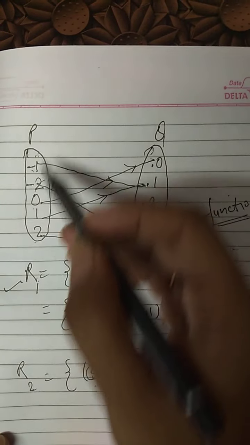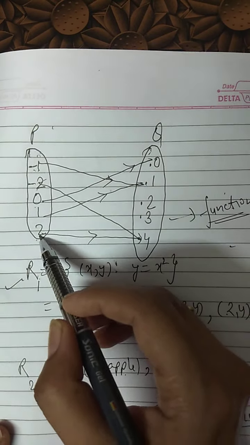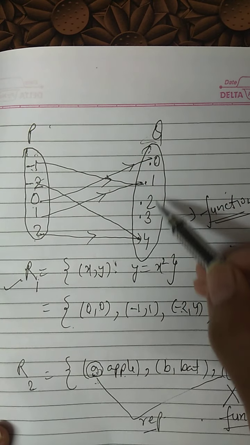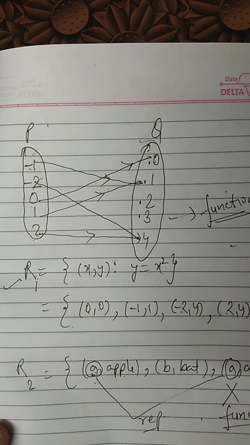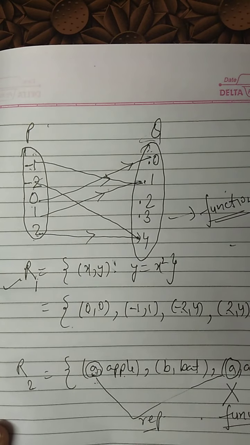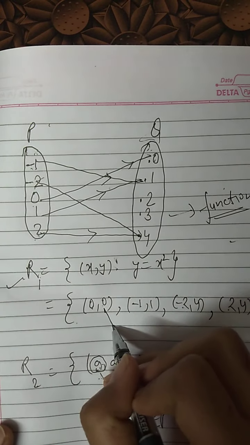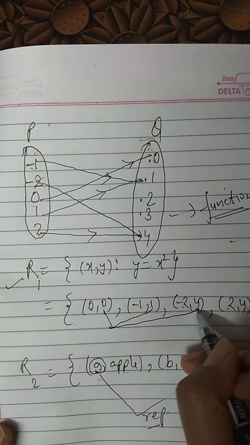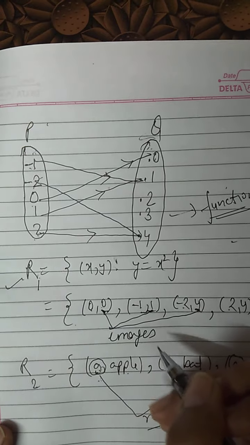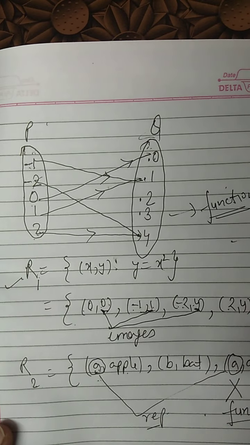Okay, and now what will be the domain of this function? The domain of this function will be the whole set P. The whole set Q will be the codomain, and the elements 0, 1, 4 will be the range. And these elements 0, 1 and 4, in the relation these are called images, in the function these are again called images. So all the second elements of the ordered pairs are called images. And this is the image of what? 0 is the image of 0, 1 is the image of -1, 4 is the image of -2.